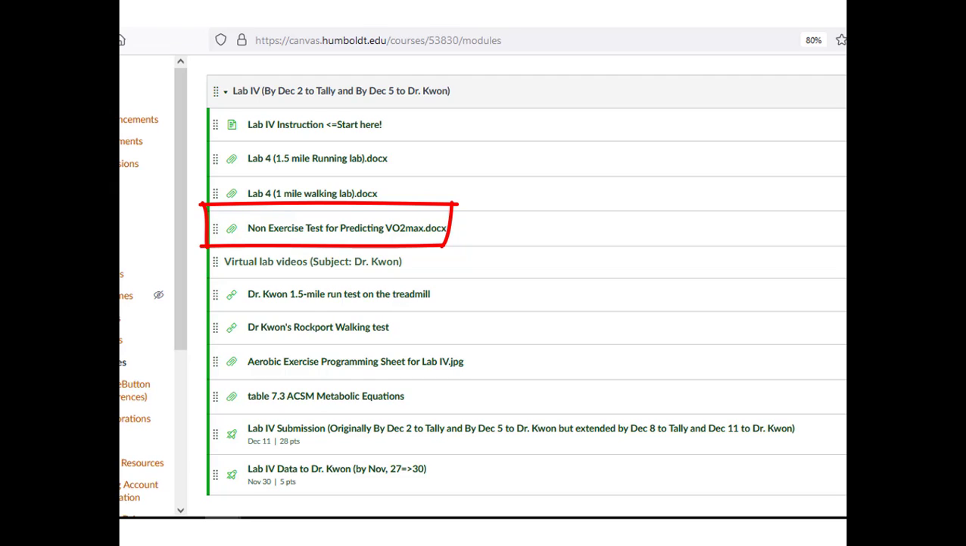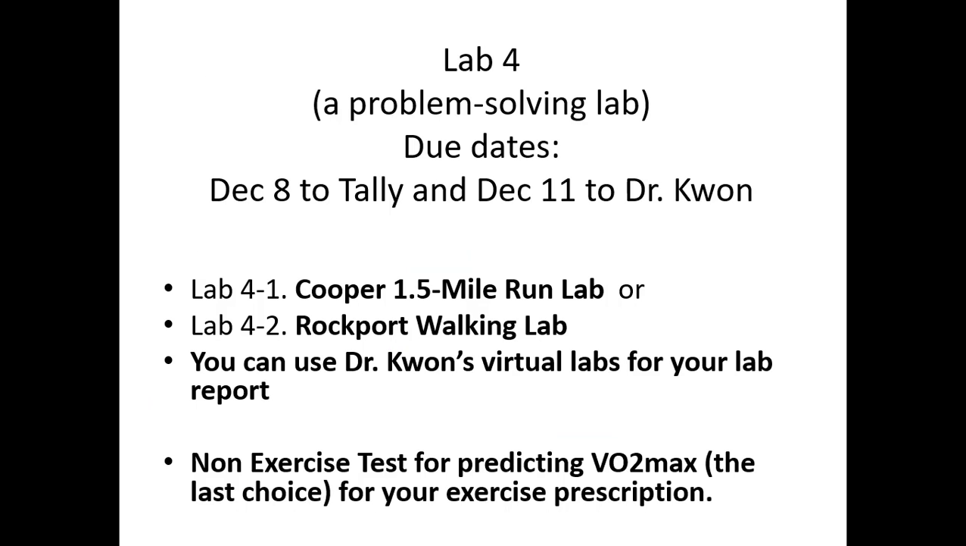So, the non-exercise test for predicting VO2 max is for students who couldn't run or walk but still need to report this lab report. Does it make sense, class? Your Lab 4 is a problem-solving lab. The due date is December 8 to Tally and December 11 to Dr. Kwon.